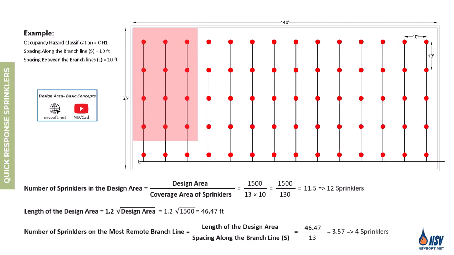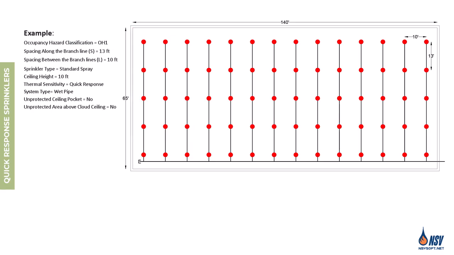In the first part of our design area video series titled Basic Concepts, we walked through an example and calculated the design area for a sprinkler system serving an ordinary hazard group 1 occupancy. Now, let's build on that example. Suppose the ceiling height in that project is 10 feet, and we're using quick response sprinklers. If all the conditions for design area reduction are met, such as wet pipe system, no large ceiling pockets, and no unprotected areas above cloud ceilings, we can apply the reduction.